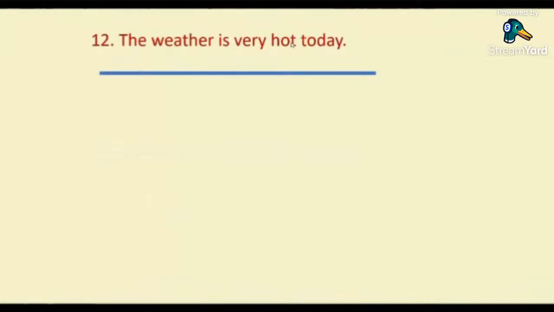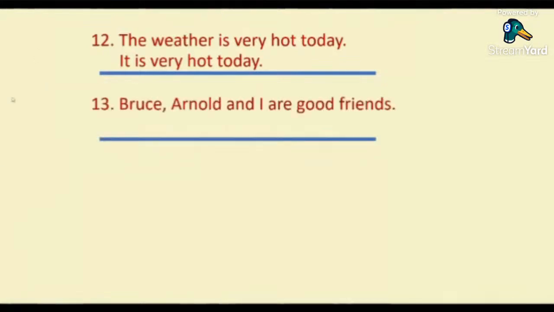The weather is very hot today. So we have here our subject, weather. We replace weather with a subject pronoun, it. It is very hot today. Number 13.